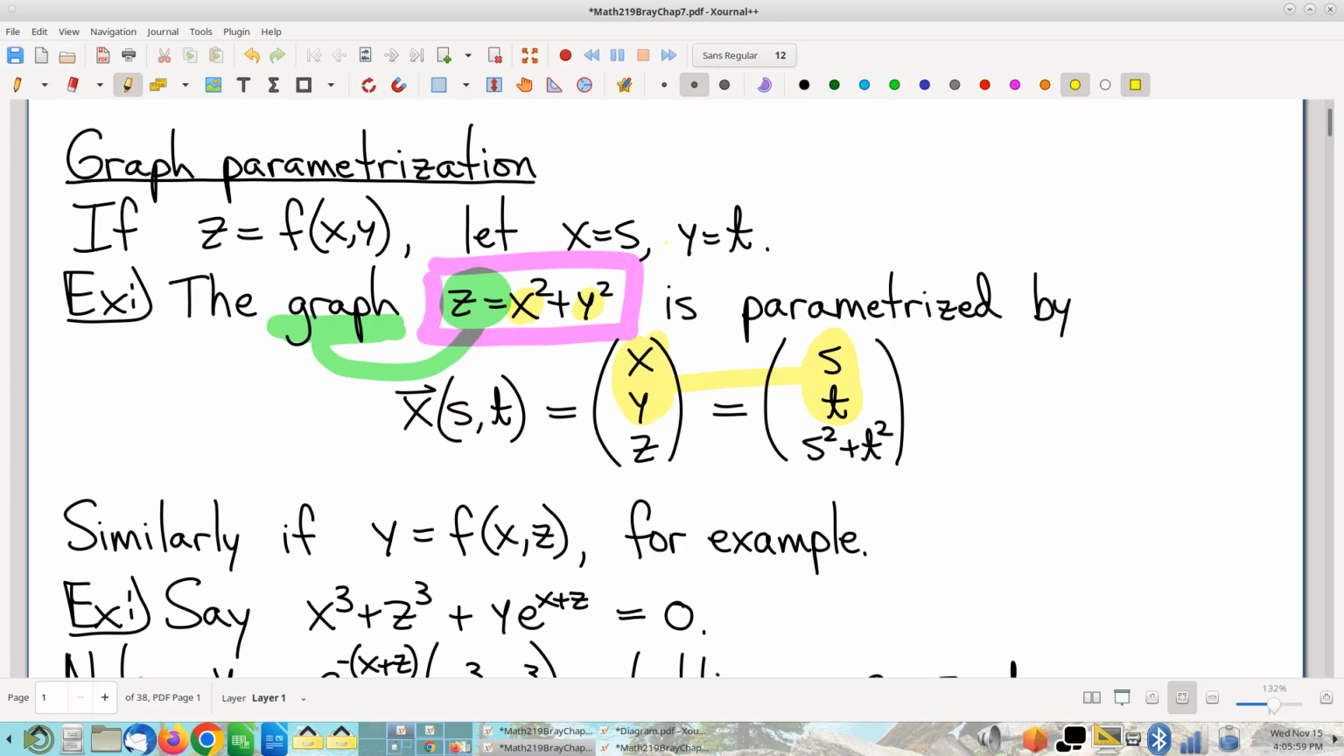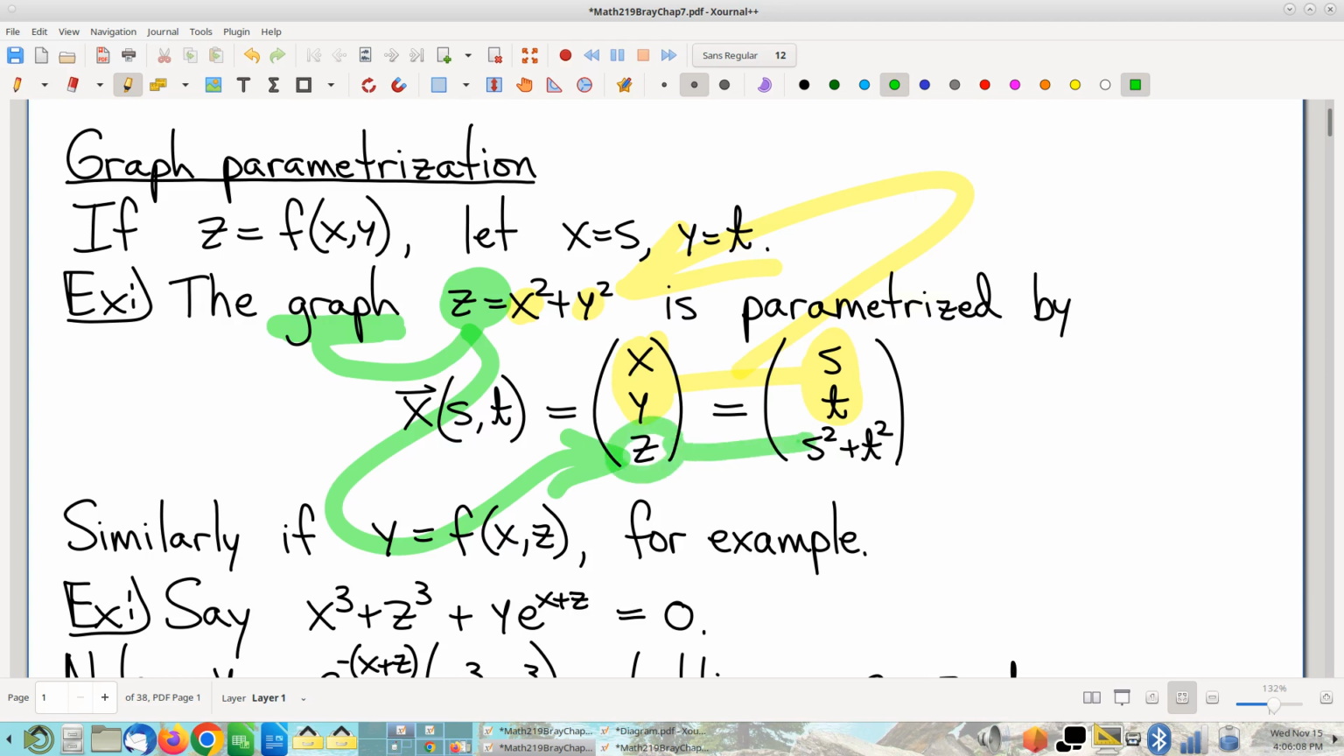Because if x and y are s and t, then z kind of has to be s squared plus t squared. And again, victory, because I have position as a function of two parameters, s and t. That is the definition of a parametric surface. Everybody good? Pretty straightforward? Everybody's happy with that?